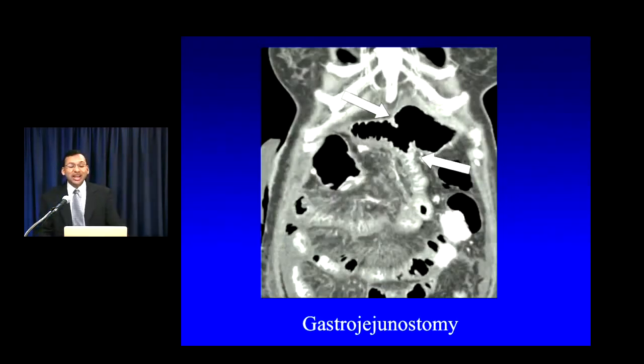And then finally, the gastrojejunostomy is going to be visible either in the axial or the coronal plane. And typically, it's going to be the easiest of the three anastomoses to identify. In this case, you can nicely see the anastomosis between the stomach and the adjacent jejunum.